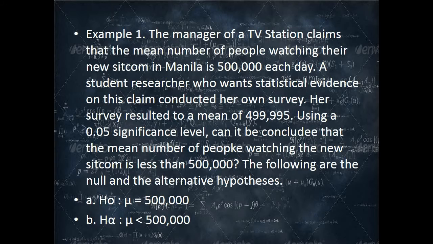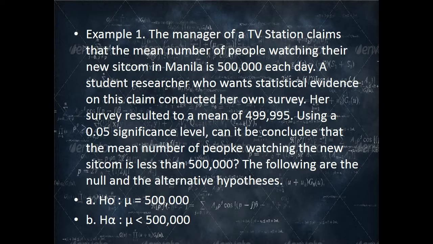Example 1. The manager of a TV station claims that the mean number of people watching their new sitcom in Manila is 500,000 each day. A student researcher who wants statistical evidence on this claim conducted her own survey. Her survey resulted in a mean of 499,995. Using a 0.05 significance level, can it be concluded that the mean number of people watching the new sitcom is less than 500,000? The following are the null and the alternative hypotheses.